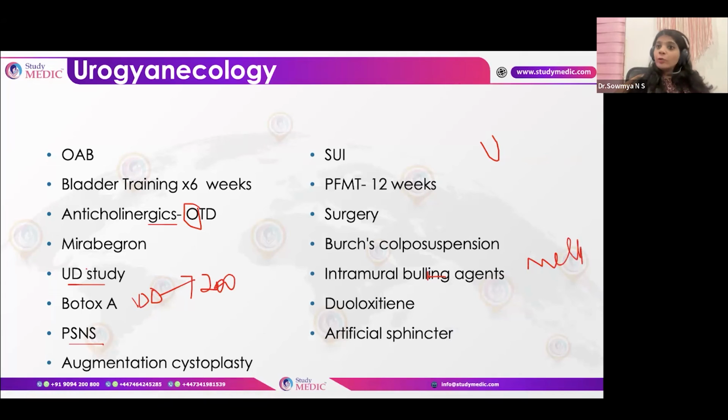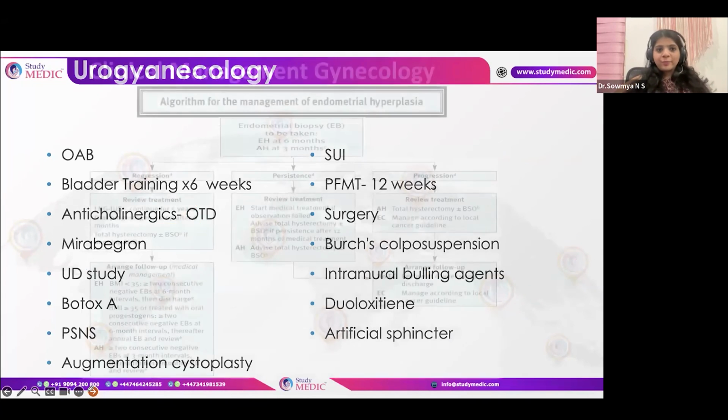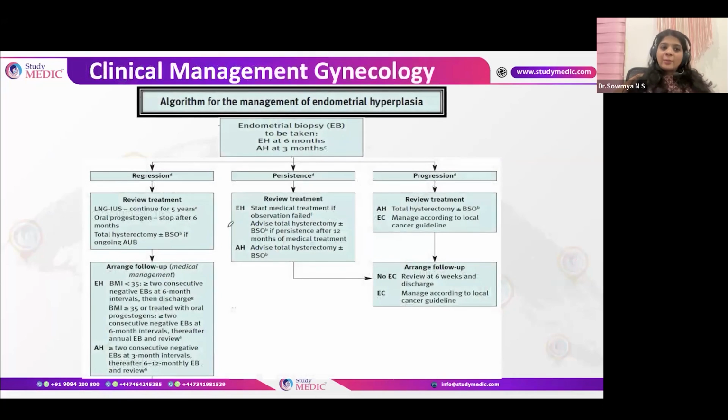Like the TVT, TOT, you can do. However, they have to understand the problem with the mesh erosion. Endometrial hyperplasia. Guys, endometrial hyperplasia with atypia, without atypia. With atypia, you need to remember the biopsy is done at 3 months, without atypia at 6 months. And LNG-IUS is the best for endometrial hyperplasia.